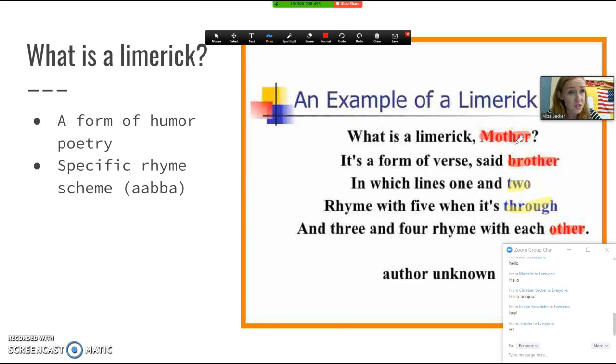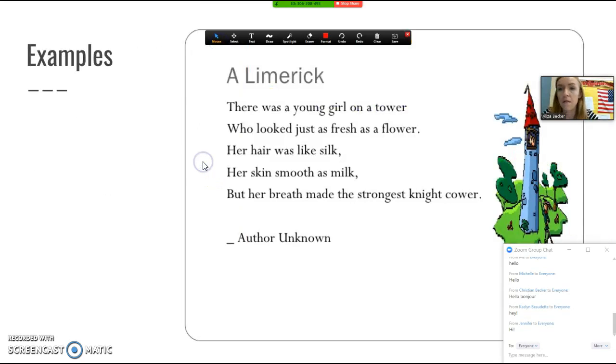Does anyone have any questions so far? And you can go ahead and type those questions in the chat room box as we go along if you have any questions. Okay. Here is an example of a limerick. Michelle, would you mind reading this for us, please?